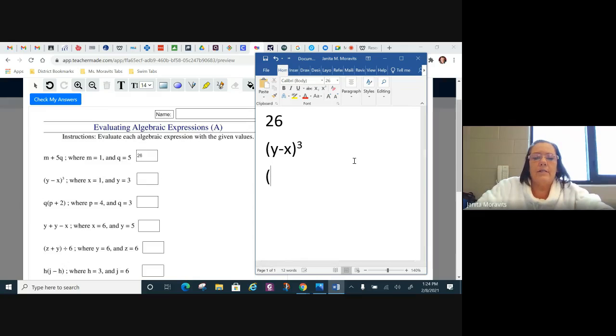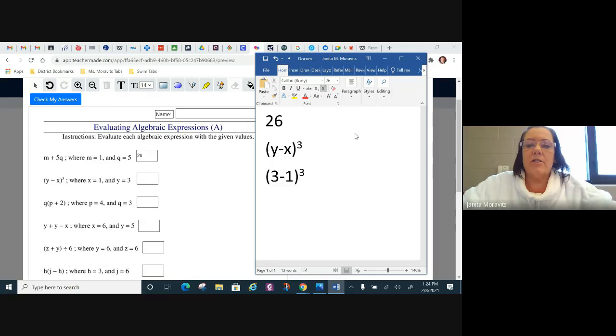Okay, so we're going to say y is 3 minus x is 1, and all of that, again, is to the third power. Now, what does it mean if something is to the third power? That does not mean that you multiply it times 3. It means you multiply the same number 3 times. So let's finish working this out. 3 minus 1 is 2.